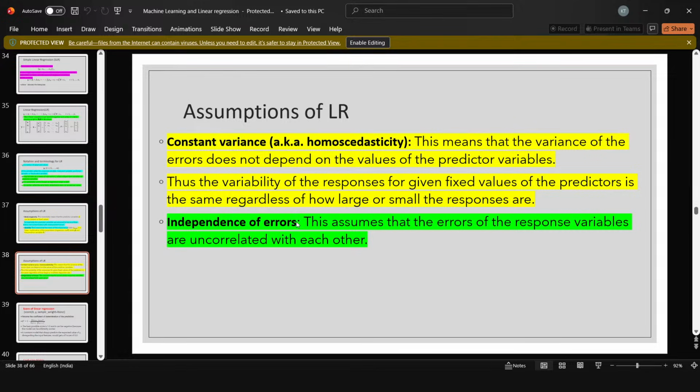The next assumption is independence of errors. This assumes that the errors of the response variables are uncorrelated with each other. The response variable is basically the y axis. So it means that one output y is not correlated with the other outputs y. So this is the meaning of it.